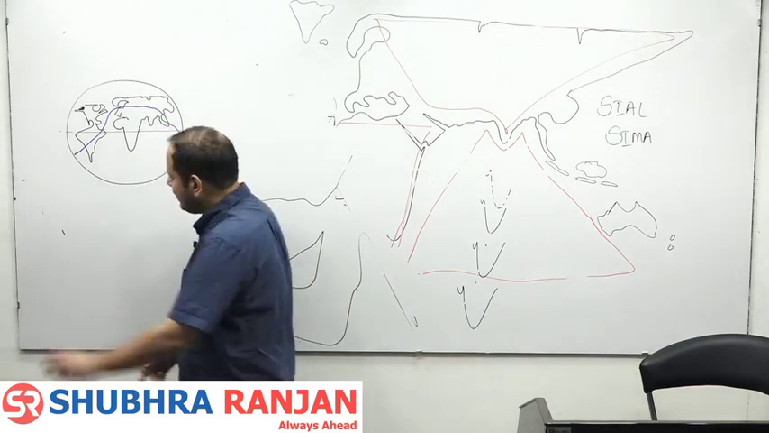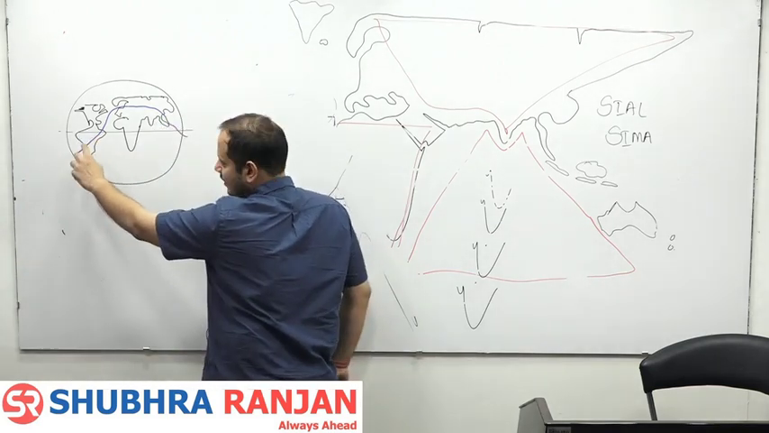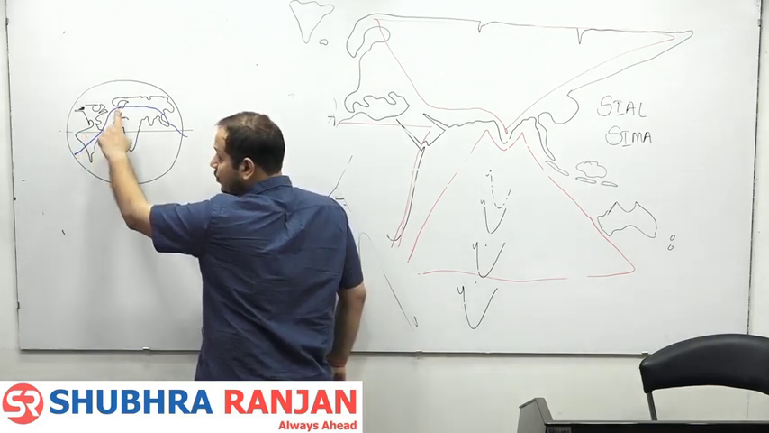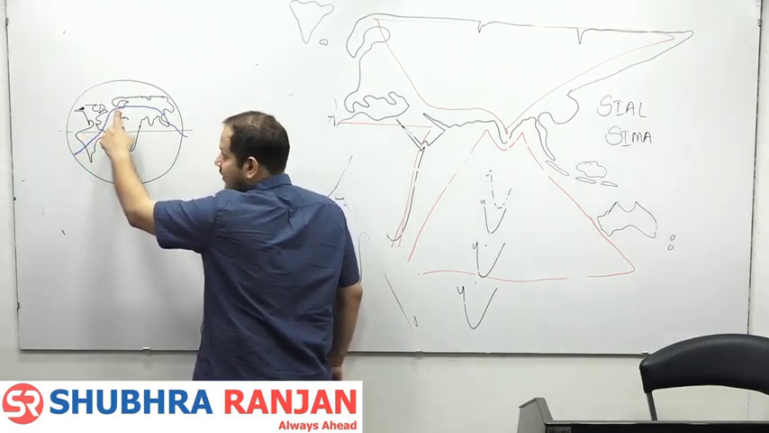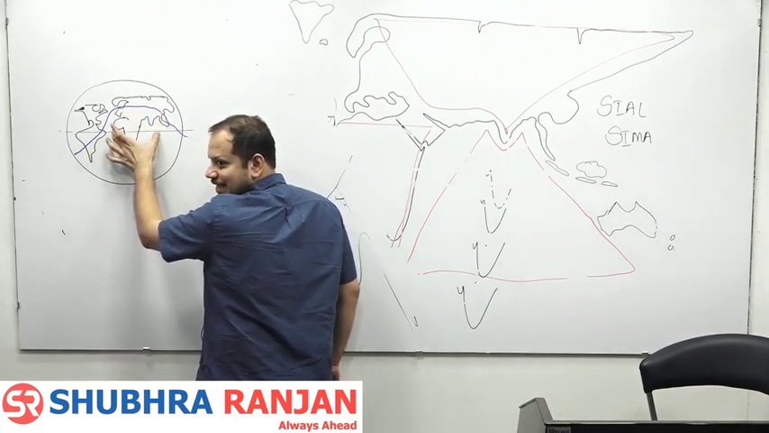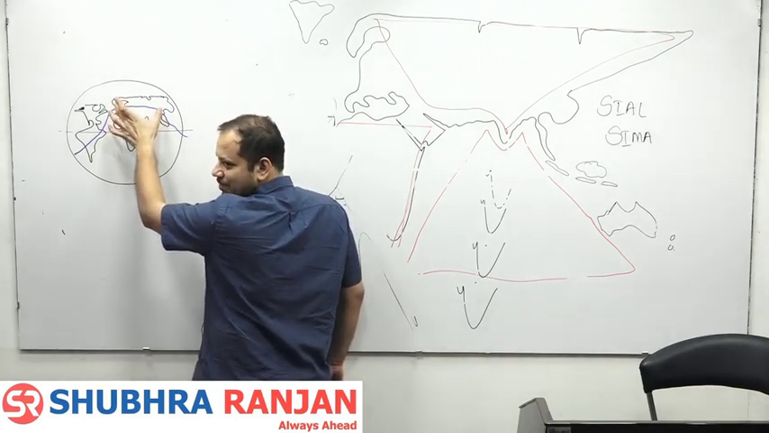But once upon a time, this part of the world was at the equator. Today, this is at the equator. Fine? Once upon a time, the UK and Eurasia were here at the equator. Then it drifted to the north and occupied this position.